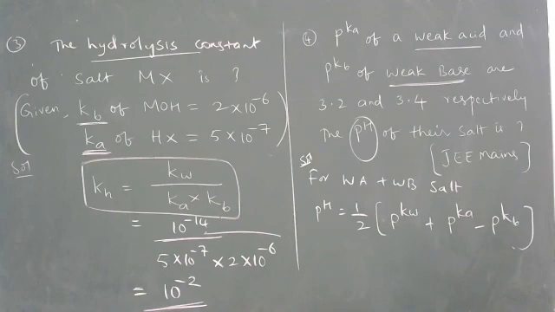Why are you taking 10 power 14 minus 2? Why do you take 2 into 10 power minus 14? Calculate it properly.